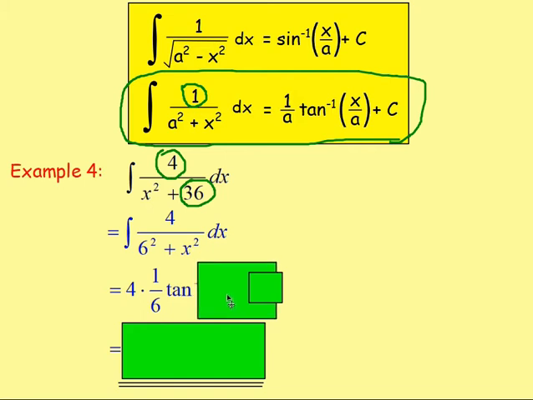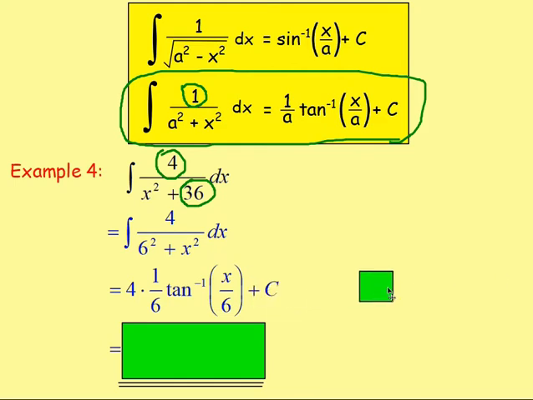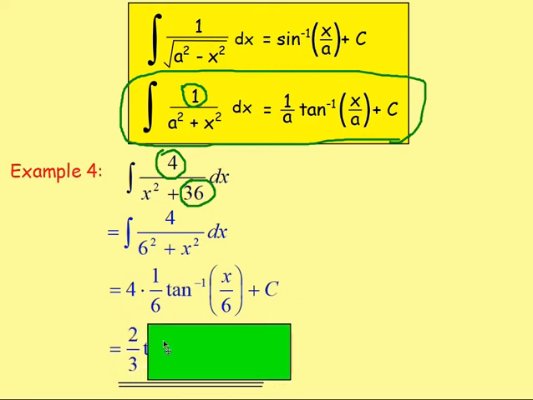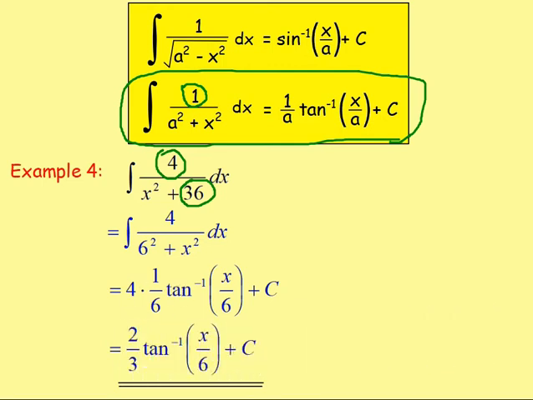Tan to the minus 1. And then x over a would become, in this case, x over 6. And again, on the end, you'd have your plus c. Simplify that, 4 times 1/6 would be 4/6, and that simplifies to 2/3. So we'd have 2/3 tan to the minus 1 of x over 6.